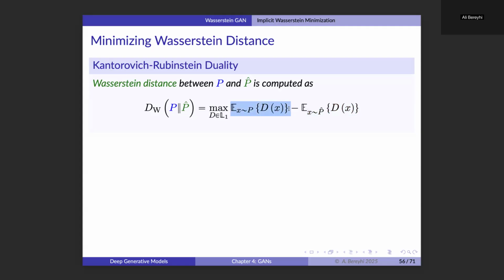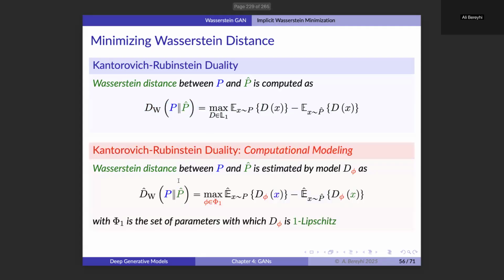So I have a neural network. I compute it at a bunch of data samples. I average it. It's going to give me the first term. I have the same neural network. I compute it at a bunch of model samples. I average it. It's going to give me the second term, right? And now that I have these two, if I go over all possible parameters of my neural network and maximize this difference, I'm going to end up with an estimate of this guy, right? So I can do it now computationally.